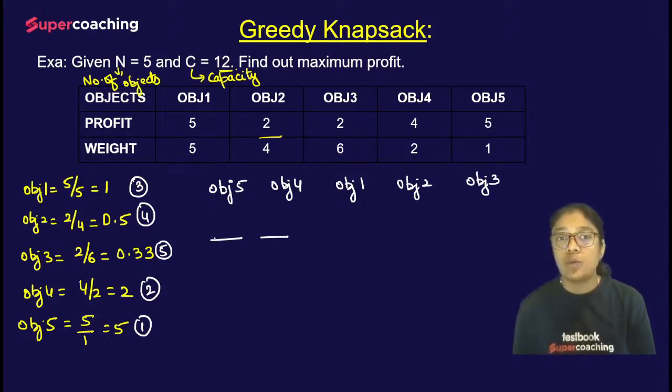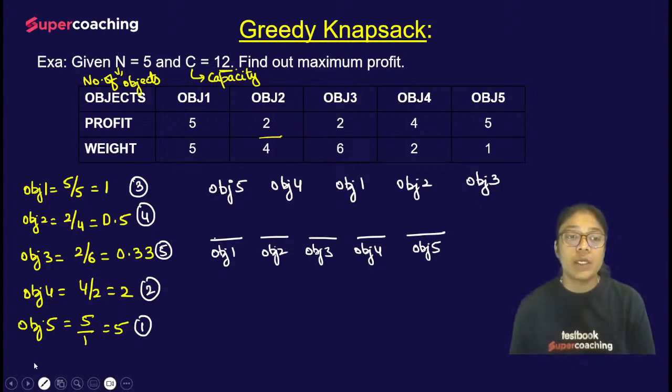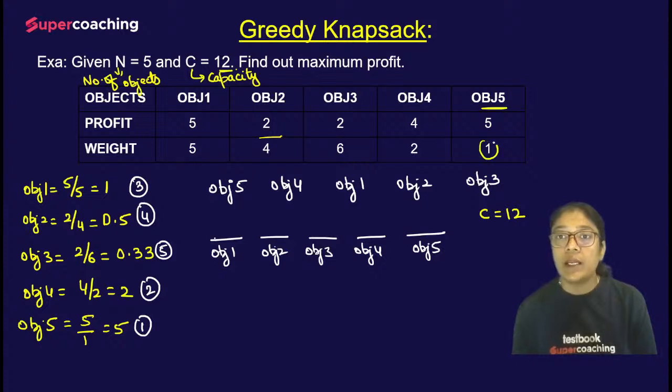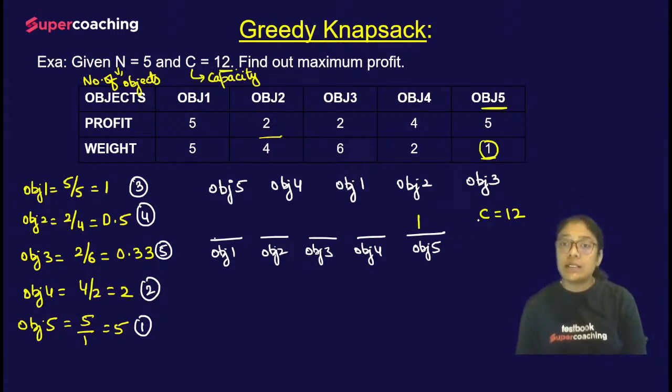So let's see what fraction will be taken from each object. This is object 1, object 2, object 3, object 4 and object 5. First of all, we'll opt for object 5. Let's maintain the capacity here. Capacity is 12. How much weight of object 5 is available? It's just 1 unit. So this object will be taken completely, because the weight of the object is less than the capacity. That means you can take the whole object. So 12 minus 1 is 11.